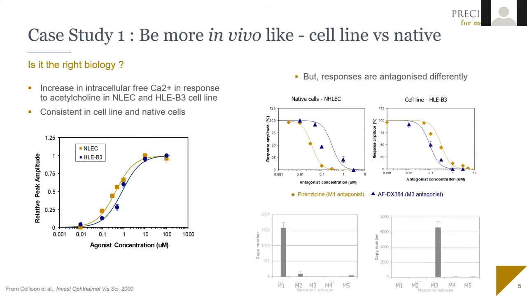So we then generated some qRT-PCR data to look at what receptors are expressed in these different cells. And sure enough, as is supported by the pharmacology data, the native lens epithelial cells primarily express the muscarinic 1 receptor, and the cell line primarily expresses muscarinic receptor 3. So this is a fairly simple example of making sure that you understand what your model is going to represent. For us, the primary cell model was the preferred model because the cell line was not representing the correct biology.